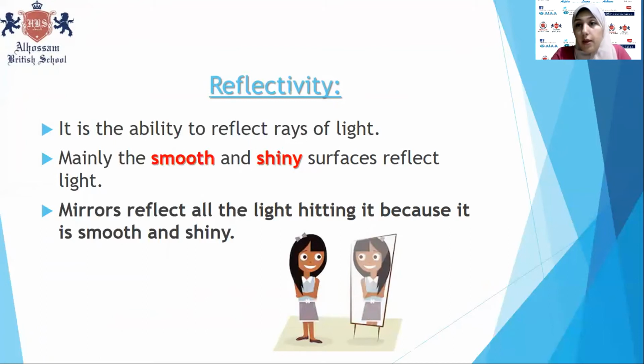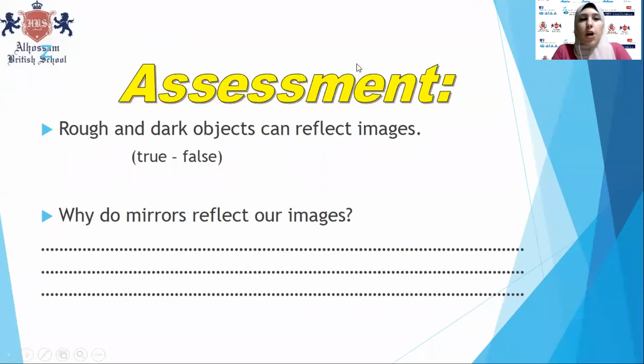So why can the mirror reflect our image? Because it's what and what? Smooth and shiny. Now, can rough and dark objects reflect images? Can a rough and dark object reflect your image? For example, if you're looking at a dark sweater or dark jacket, can you see your image in this jacket? Of course not, because it's not smooth and shiny. So you can see your image only in smooth and shiny surfaces, okay?